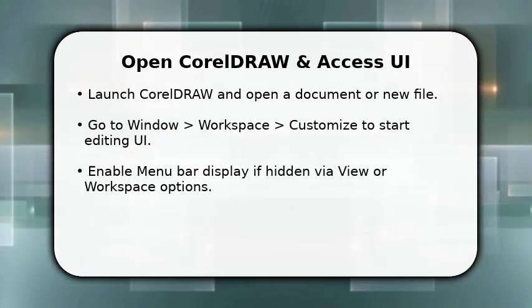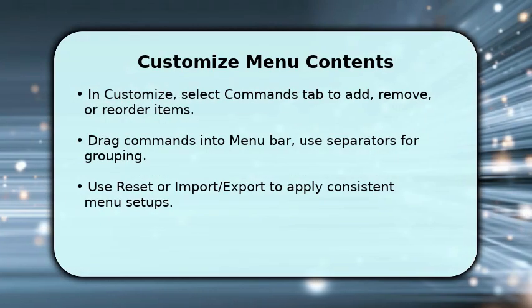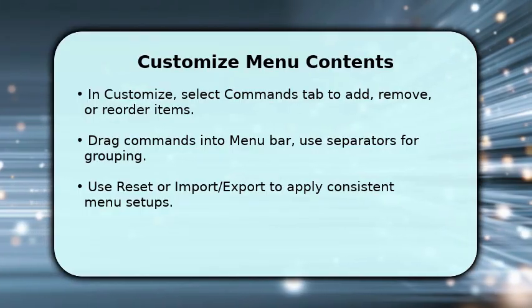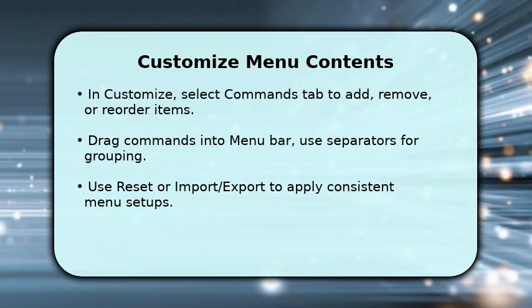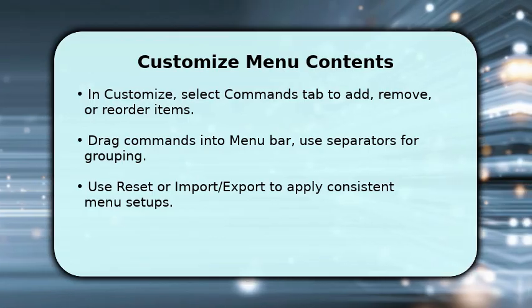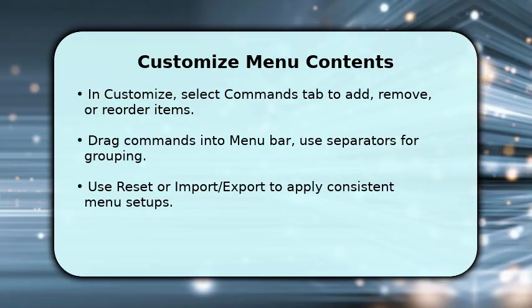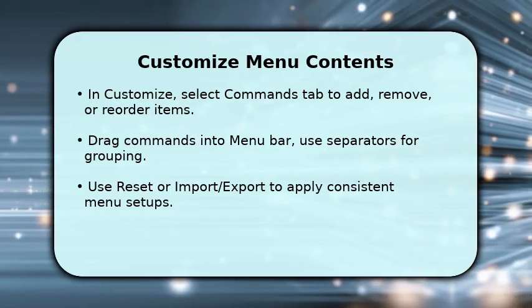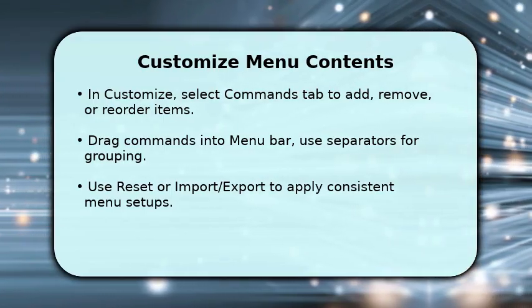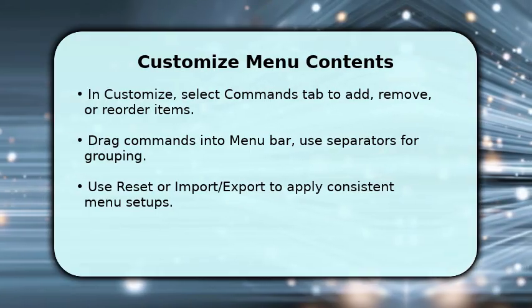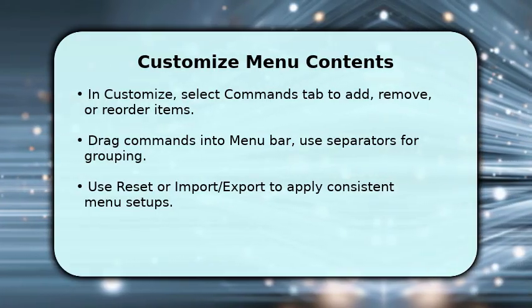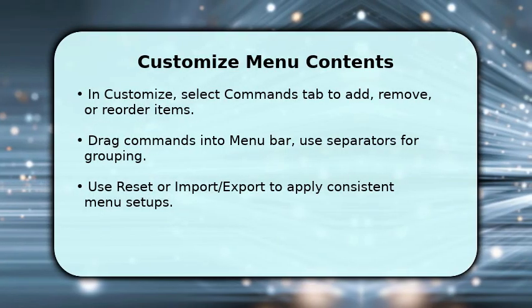for targeted edits. Now you customize the menu contents by choosing the Commands tab. You'll see categories. Drag desired commands into the menu bar or submenu. Use separators for logical groups. Make deliberate choices. Keep common tools near the left for faster access. If you need consistency across machines, use import/export to share menu layouts or reset to revert.